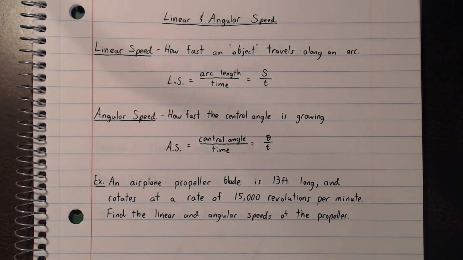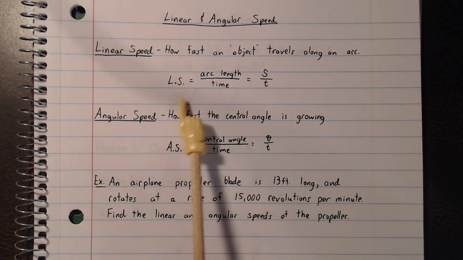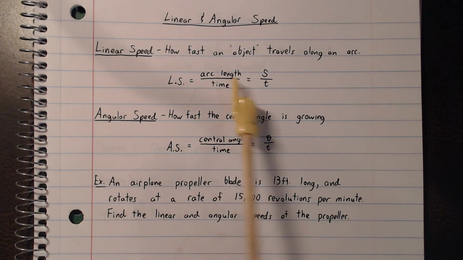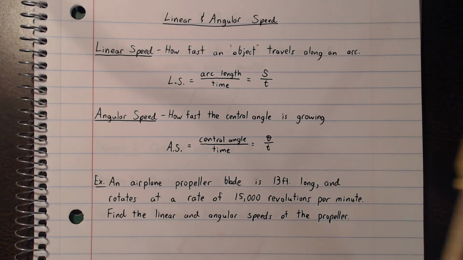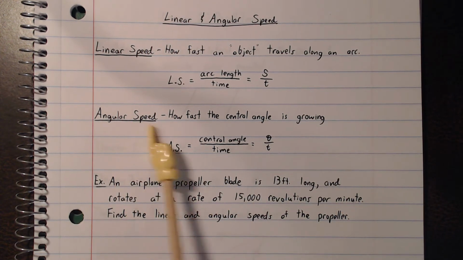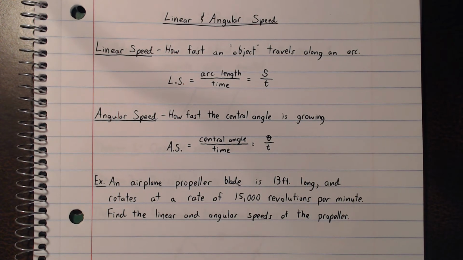We have two different types of speeds. We have linear speed, which is how fast an object travels along an arc, and linear speed will be arc length, which we just calculated a minute ago to be s, divided by time. Then we have angular speed, which is how fast the central angle is growing. So imagine that your terminal side is moving and your angle is growing at a certain rate. Angular speed will be whatever our central angle is divided by time. And we're going to be working in radians for all of this. So let's look at an example.